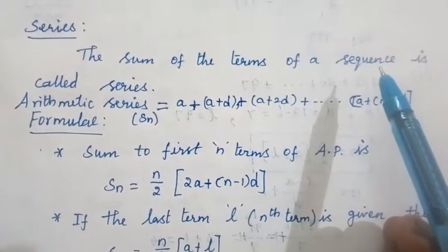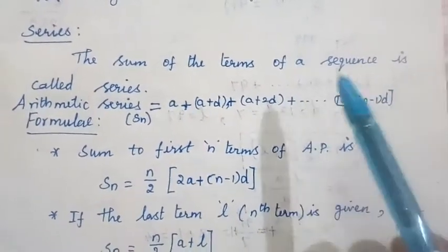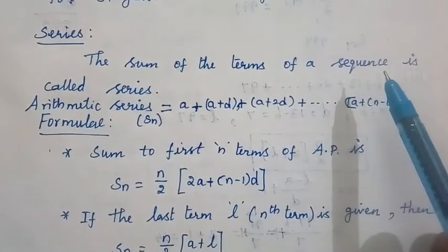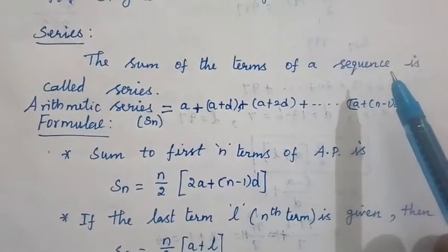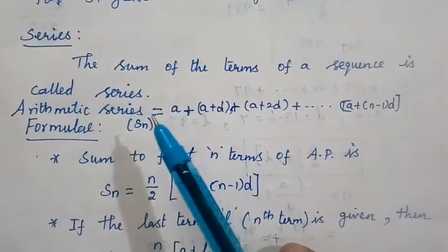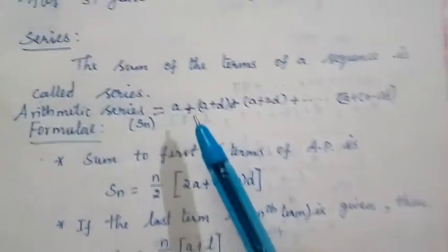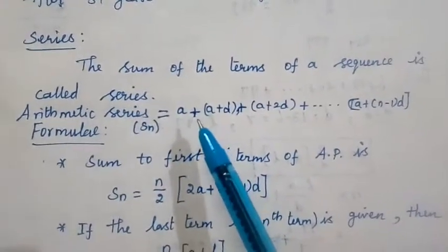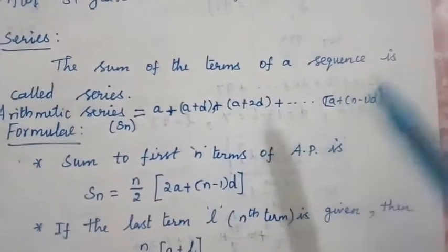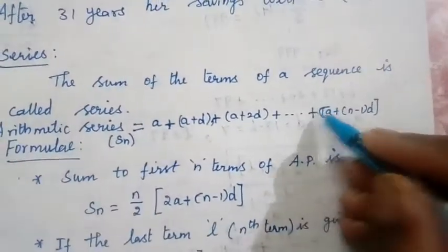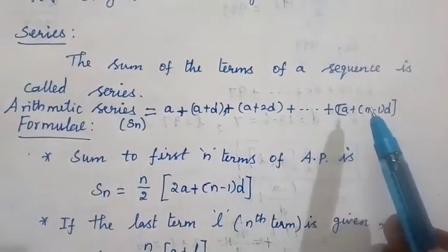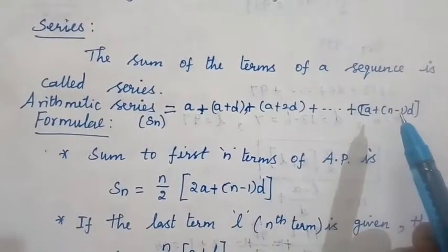Take a sequence in arithmetic progression. What are the terms? a, a plus d, a plus 2d, etc. In this series, the sum of the terms of the sequence is called a series. So what is the sum of the terms? a plus (a plus d) plus (a plus 2d), etc., plus a plus (n minus 1) into d. This is the general form of the arithmetic series.